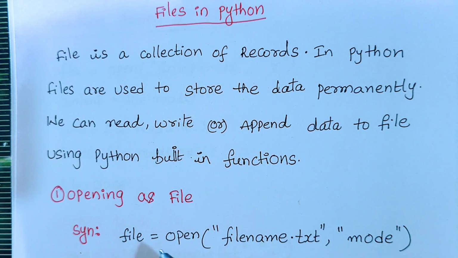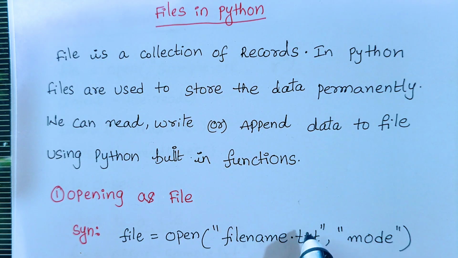Now you can see the syntax for files. So how to open a file? You can see: file is equal to open, filename dot txt, comma, mode. This is the syntax. Here I have written some variable name as file; you can write any name, A, B, C. Here you must use the function open, the filename dot txt, and the mode. So this is the syntax for opening a file.